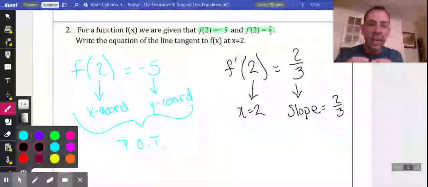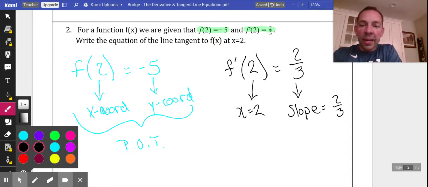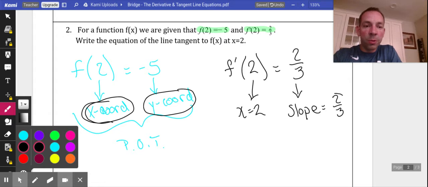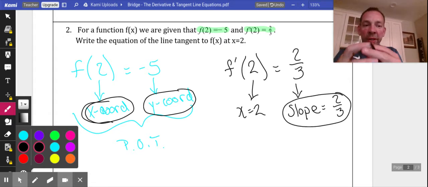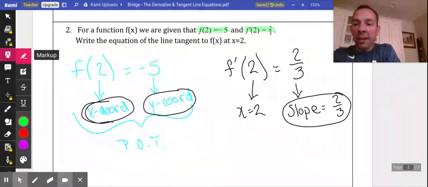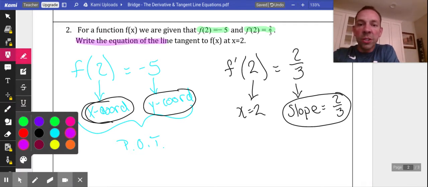So here's what you got. You got all the key ingredients. You've got the x-coordinate of 2, and they're saying at that moment, the corresponding y-coordinate is 5, and the corresponding slope is 2/3. So everything's really married together here. Let's see. What do they want you to do with that information? They want you to write the equation of the line tangent to f at x equals 2.